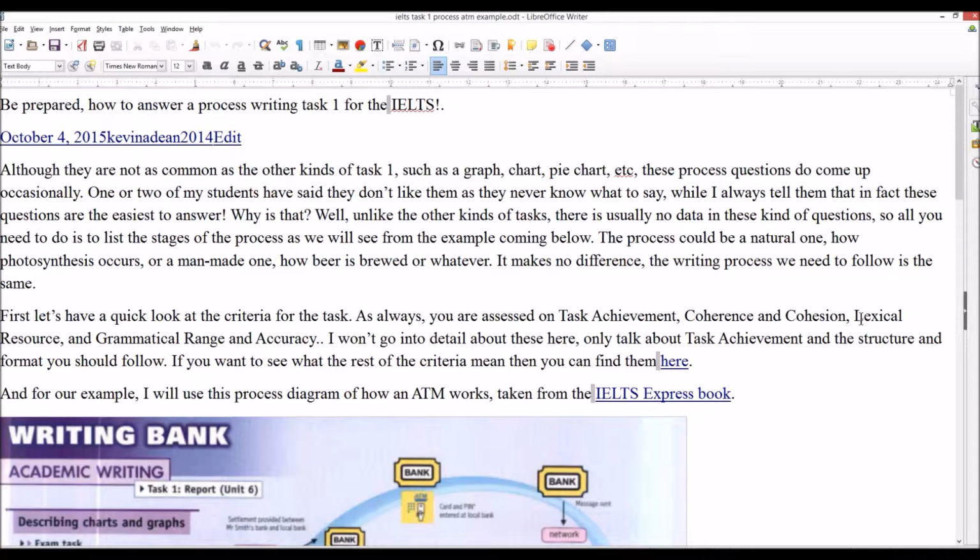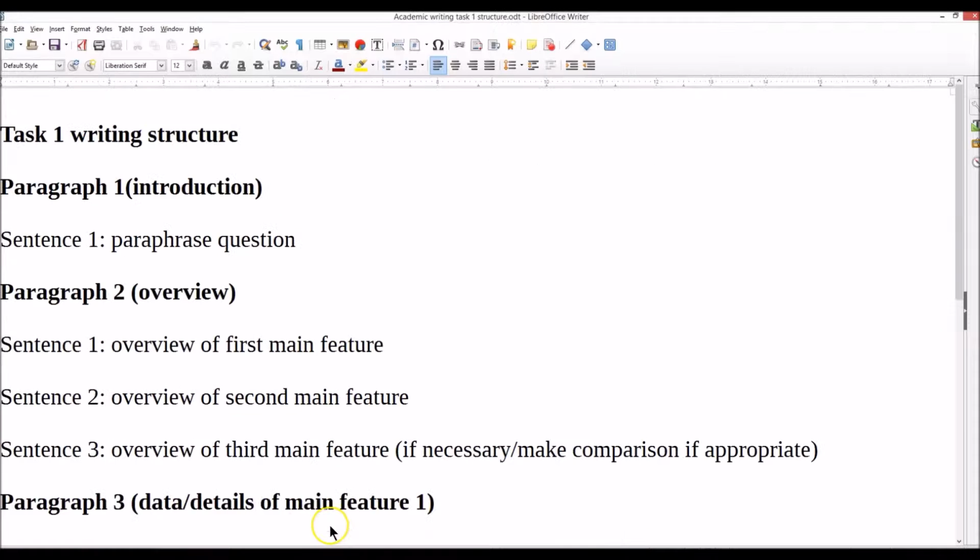How beer is brewed, how wine is made, how concrete is manufactured, etc. I mean, here, this is like a man-made one too. So it makes no difference, really. The process and the structure are basically the same. You know, the structure, let's just put this back up again.